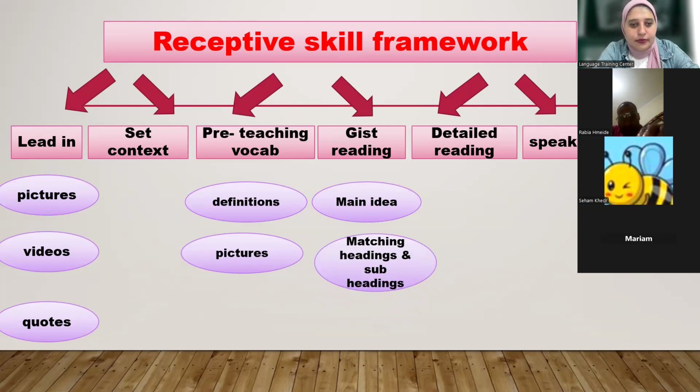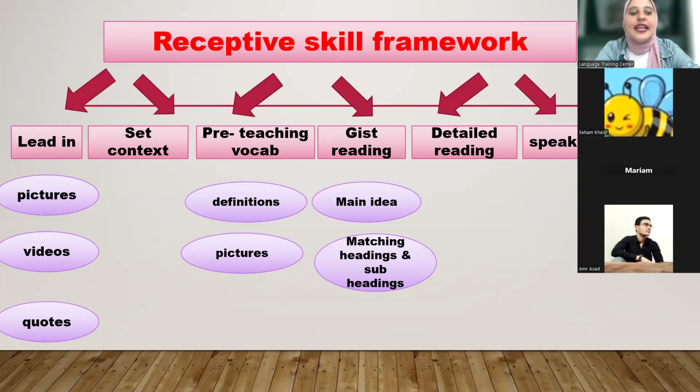Sorry, can you say the question again? What forms of questions can you provide in the just reading stage? Can I say one more thing? Yes. We can ask them to suggest a title for the message. Yes, good job, suggesting a title.